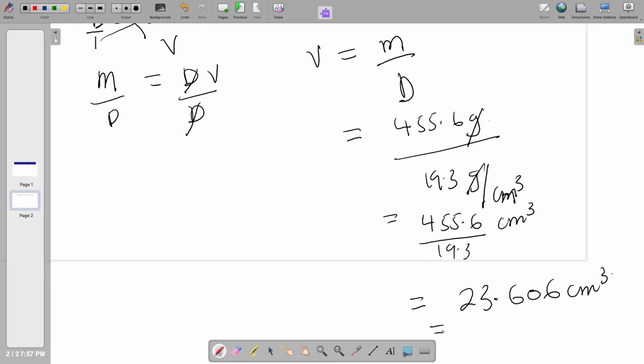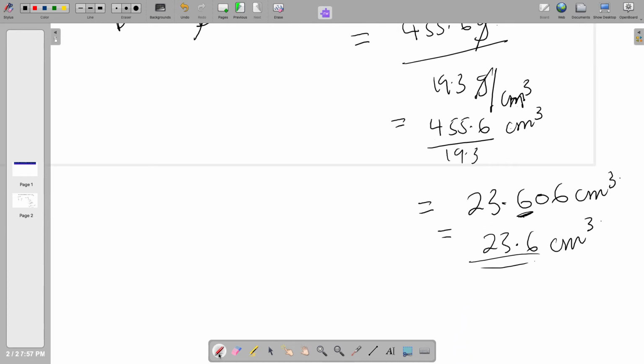So we can rewrite this as 23.6 cubic centimeters, because our third significant figure ends at 6, but the number after 6 is 0, so we can't round up because it's less than 5, so we just round down. So our answer is 23.6 cubic centimeters. So that is our volume.